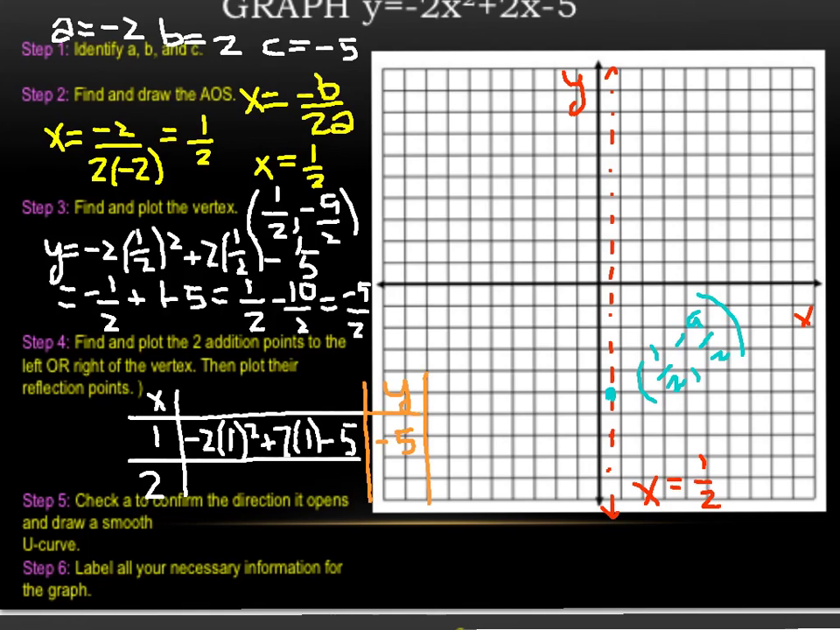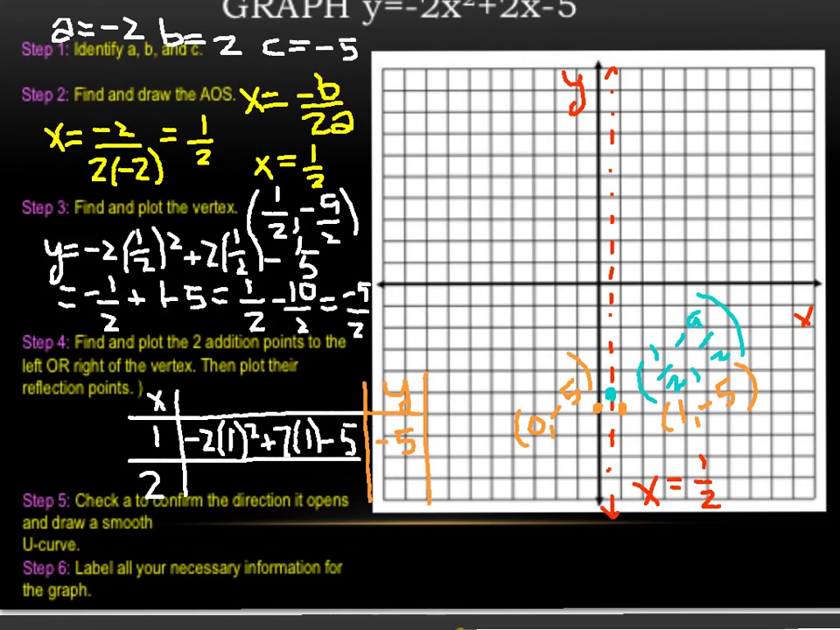1, 1, 2, 3, 4, 5. It's going to be right there. Don't forget that guy's reflected across my axis of symmetry. He is a half away, so then I go a half away the other way. So that is (0, -5), which is my y-intercept, by the way, which makes sense.